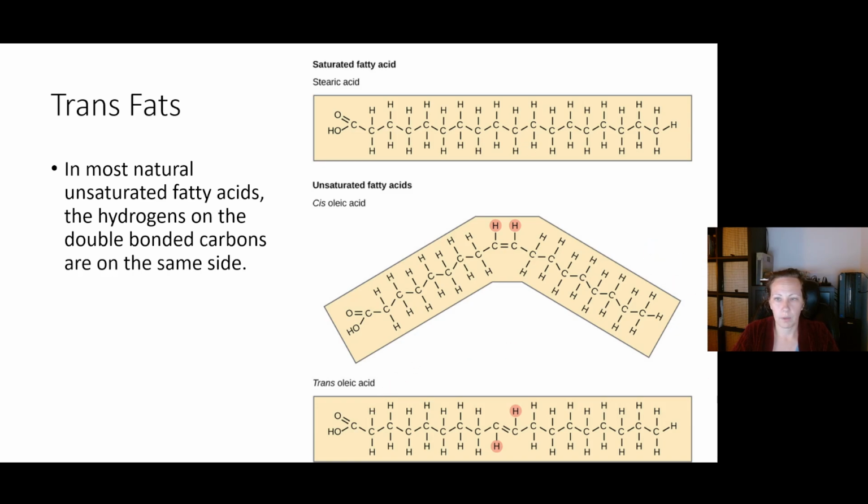Trans fats. What I was saying about a nice straight molecule lends itself to stacking nicely, forming a more compact, solid fat. A trans fat, even though it has a double bond, will do the same thing. This is a trans fat right here. What happens with the trans fat is that these hydrogens are on opposite sides. And so they've just modified the structure.